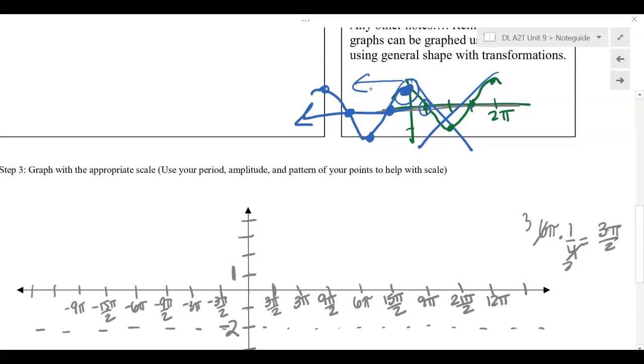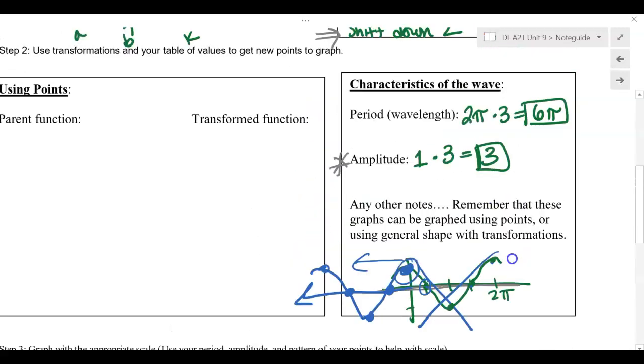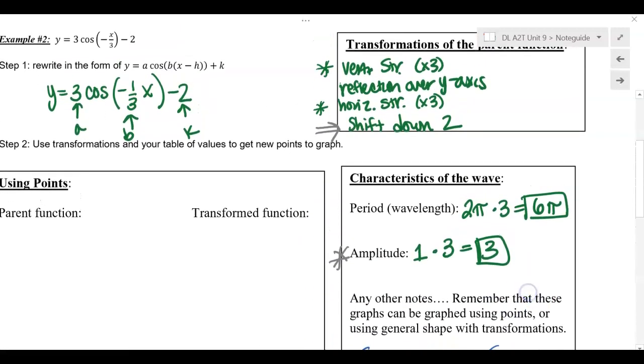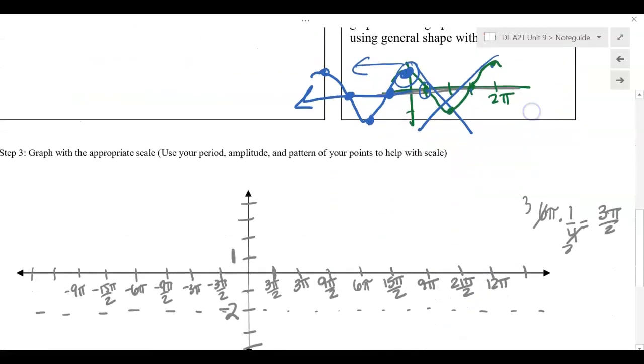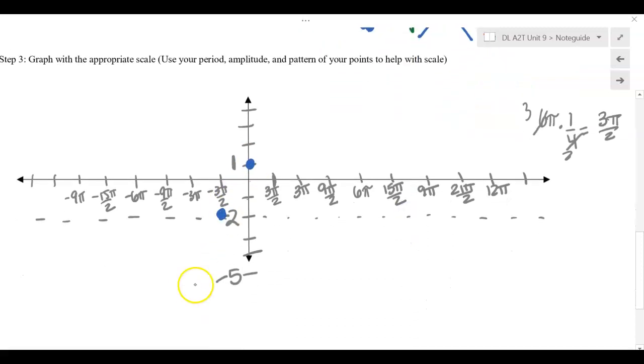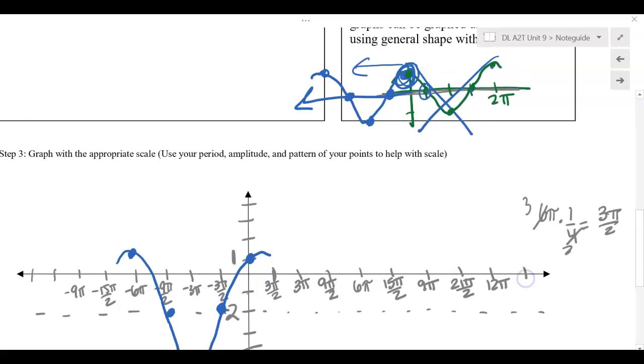I know the midline and the amplitude, so now I just want to know where I start. So was there any shifting horizontally? And there wasn't. So I actually do start at 0. So at 0, I'm going to mark a max value, which I said is going to be at 1. And then 1 unit over, I'm going to be at the midline. And then the next unit over, I'm going to be down at the minimum, then back at the midline, then back up to the maximum. This is 1 cycle or period of that function.